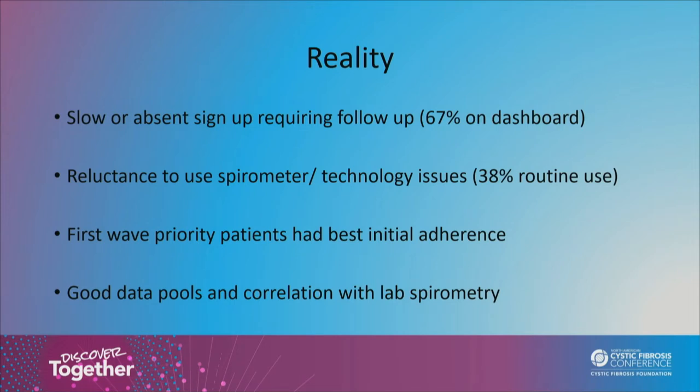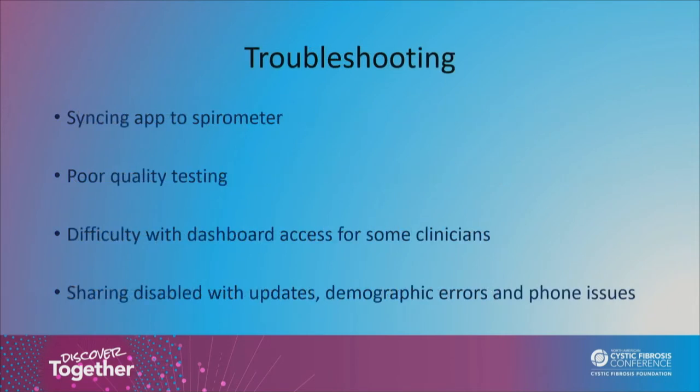I'm not an adult therapist. I'm not sure that it's really any easier with adults. But you do have a few more people that you have to deal with in a pediatric center. Kind of some good news was our first wave priority patients had really good adherence. All but the one that said no thanks got on the dashboard, and they all tested at least once. And adherence declined after that. We did have patients that didn't sign up, and we had patients that signed up but never did spirometry. We did get good data pools. We did have excellent correlation with our lab spirometry.